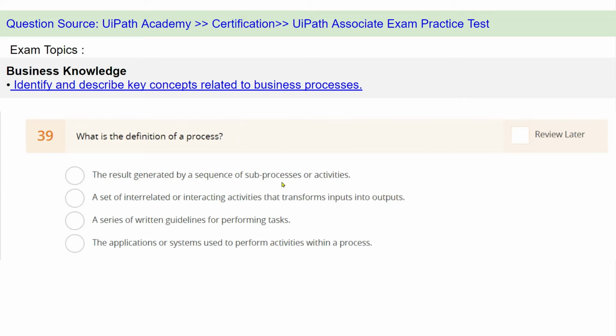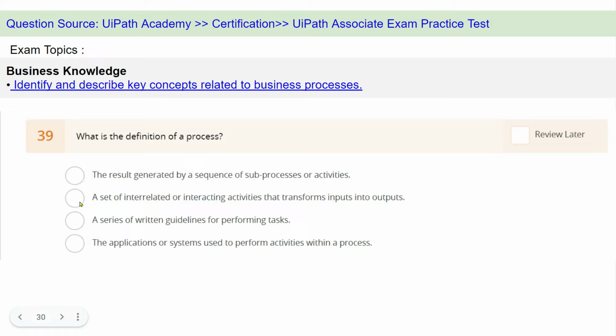Let's move on to the next question. What is the definition of a process? Now read this question. The result generated by a sequence of sub-processes or activities. Process means what? A number of tasks, right? In sequence you will do first this task, then the second task, then the third task. So they are interrelated. A set of interrelated or interacting activities that transform inputs into outputs. So this could be the right answer.